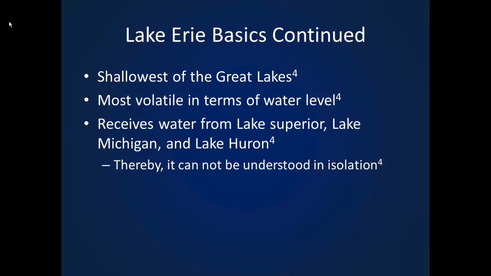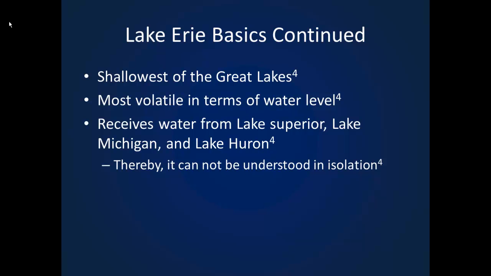Okay, continuing with the lake basics and discussing a few less numerical things. It's the shallowest of the Great Lakes, and it's the most variable in terms of water level. That becomes extremely important later because water level is one of the key things that is affected by global climate change. Also, it obtains its water from Lake Superior, through Lake Michigan, through Lake Huron. So the entire Great Lakes system is connected, and you can't understand Lake Erie in isolation. That would have made my job so much simpler, but it's just not something that can be done.